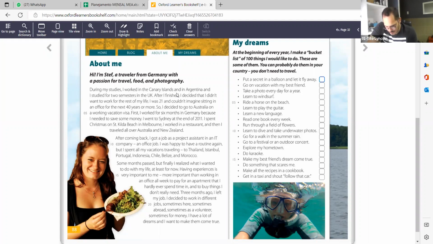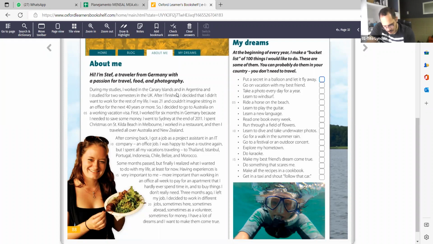After I finished, I decided that I didn't want to work for the rest of my life. I was 21. And I couldn't imagine sitting in an office for the next 40 years or more. So I decided to go to Australia on a working vacation visa.